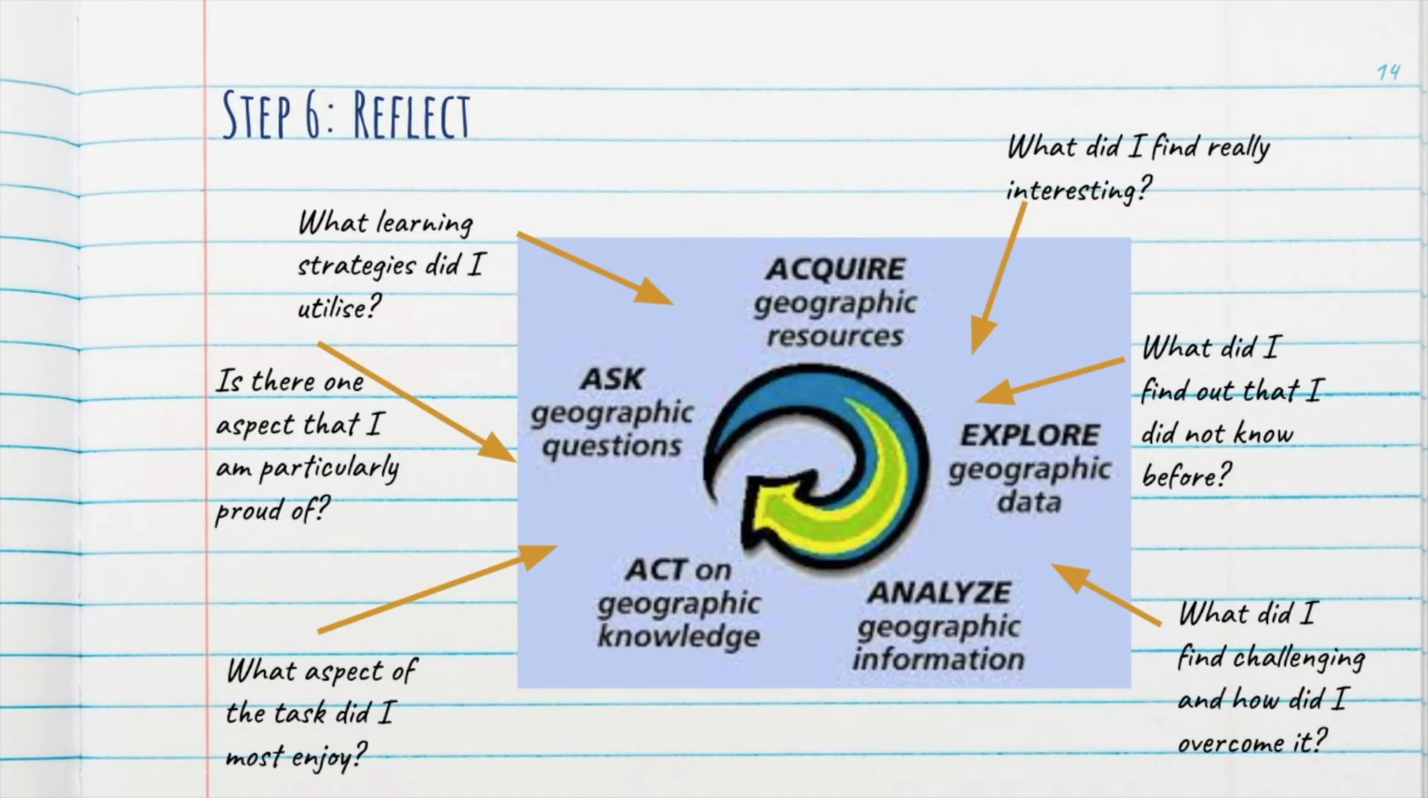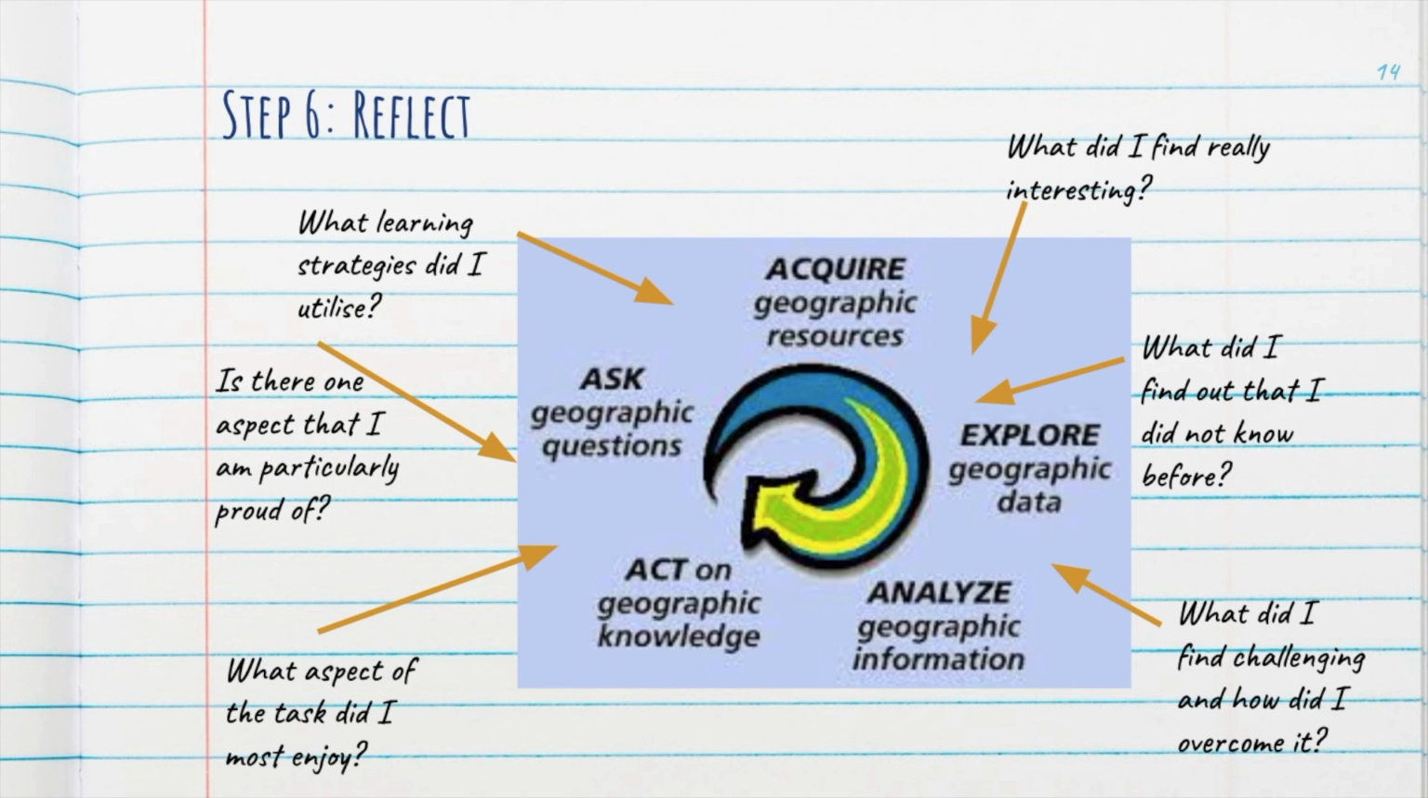The last section is your reflection, and you need to write 150 to 200 words reflecting on your learning journey throughout the task and the inquiry process. So if you go back to this inquiry question, have a think about a couple of the key things that you learned along the way.